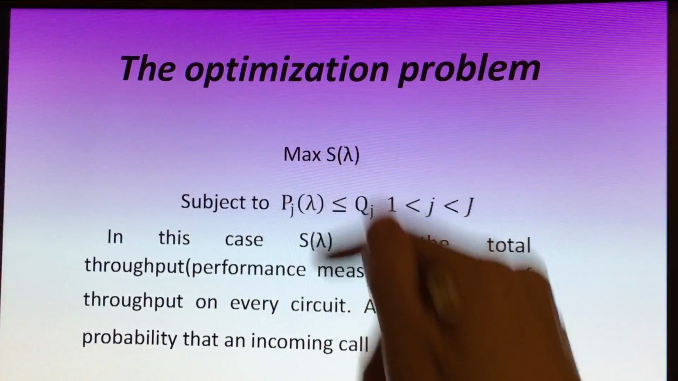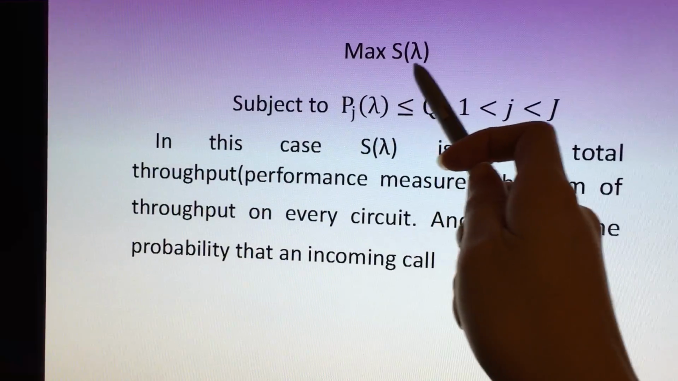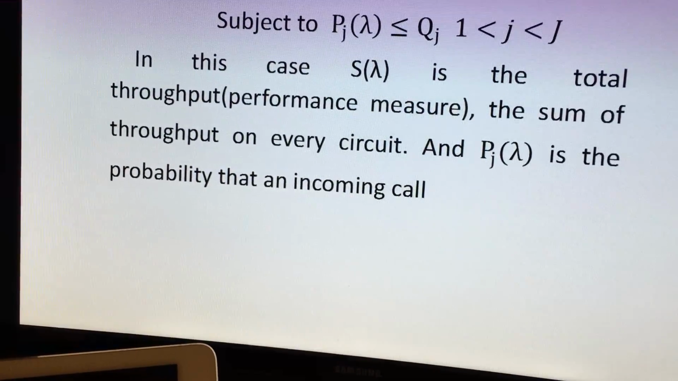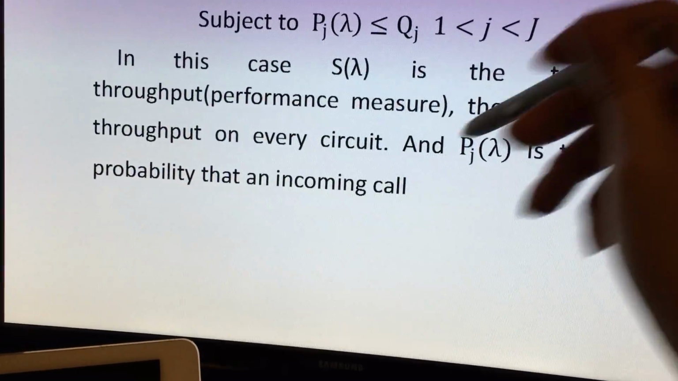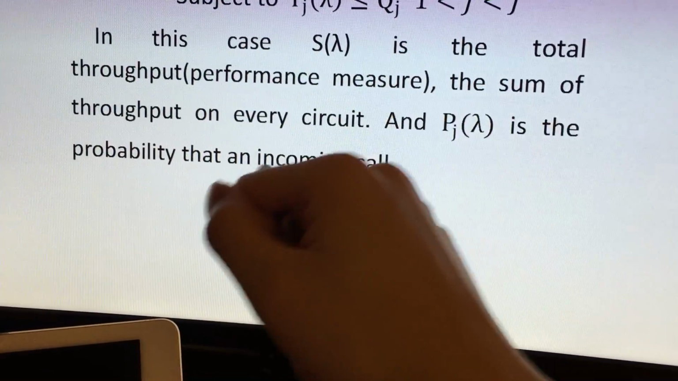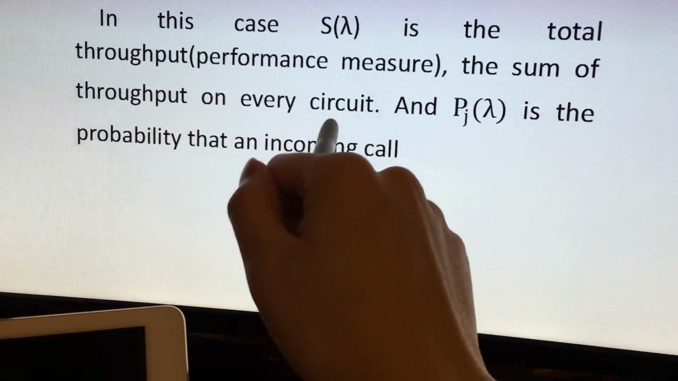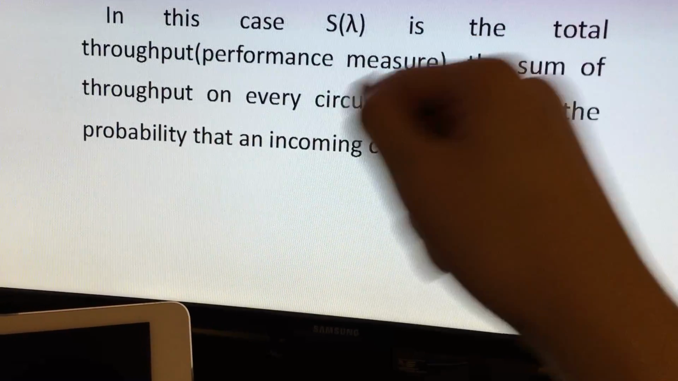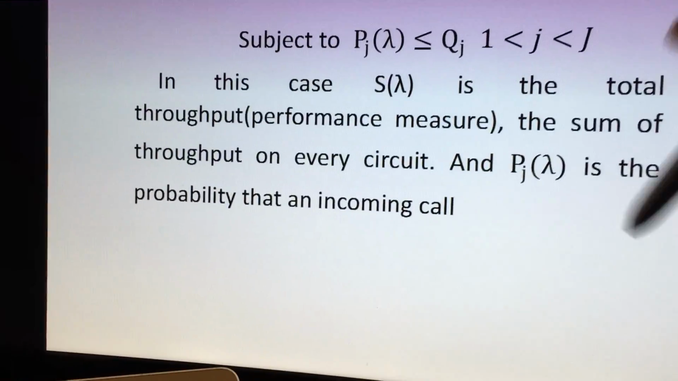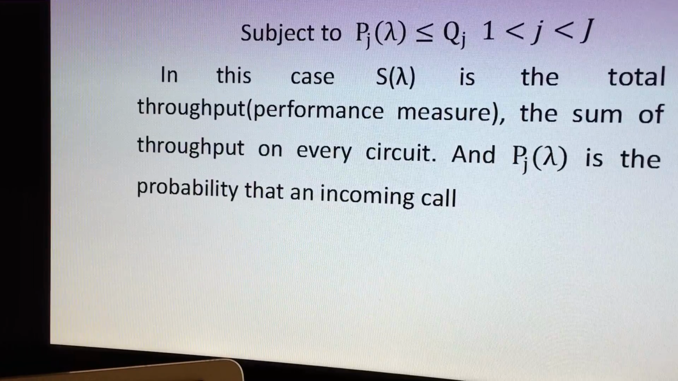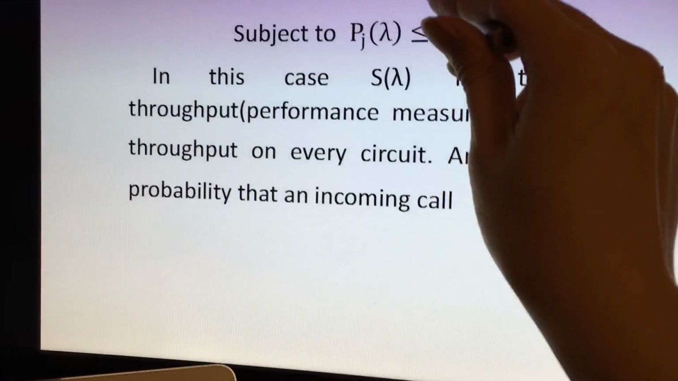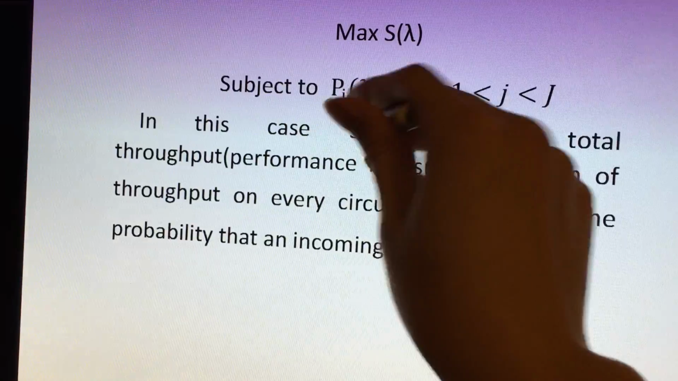So here is the optimization problem. Our purpose is to find the maximum of S of lambda. So what is S of lambda in our networking problem? S of lambda is the total throughput. That is the performance measure. The sum of throughput on every circuit. Every circuit is from circuit 1 to circuit J, and Pj of lambda is the probability that an incoming call may cause blocking in this circuit J. That is the definition of the objective function and the constraints.